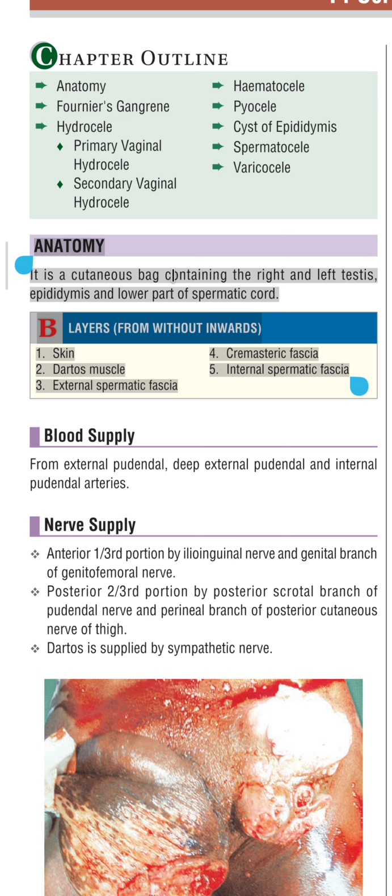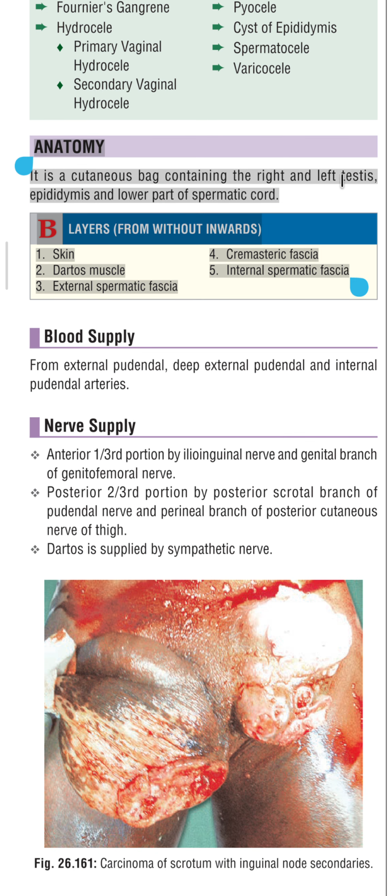Anatomy. It is a cutaneous bag containing the right and left testis, epididymis and lower part of spermatic cord. It has five layers, from without inwards: 1. Skin, 2. Dartos muscle, 3. External spermatic fascia, 4. Cremasteric fascia, 5. Internal spermatic fascia.